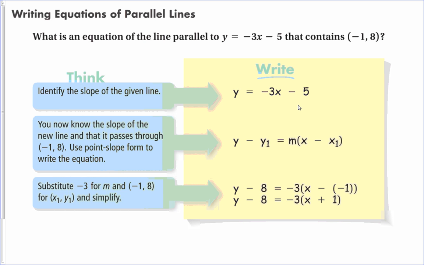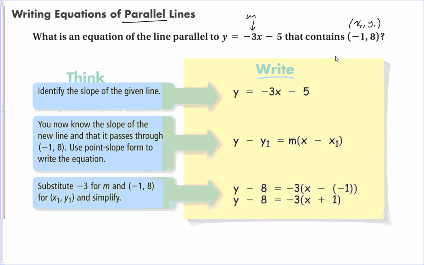All right, writing equations of parallel lines. So what is an equation of a line parallel to y equals negative 3x minus 5 that contains negative 1, 8? Now, since we know parallel lines have to have the same slope, just pull that negative 3 right on out, and that gives us m. And then over here, this gives us our x1 and our y1. So we're going to use negative 3 and this point. We're going to plug it into the point-slope formula.